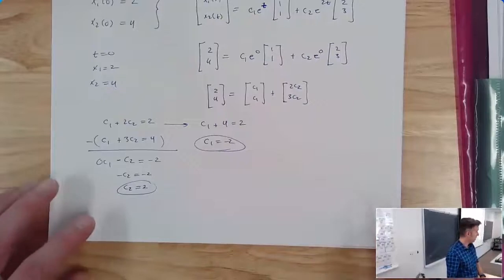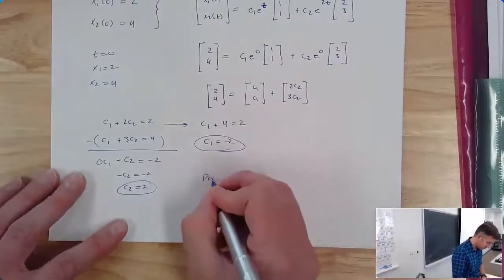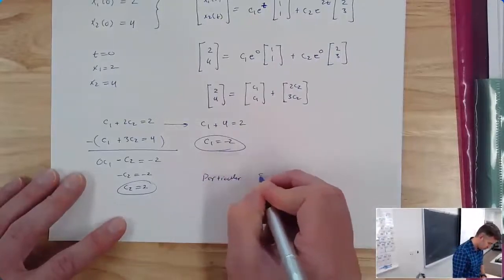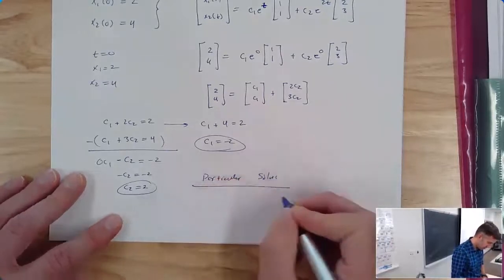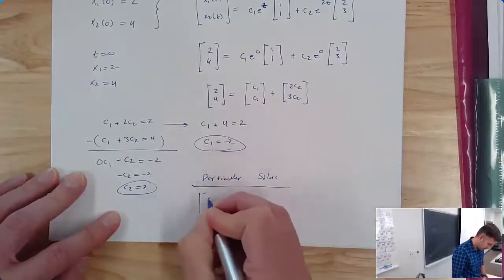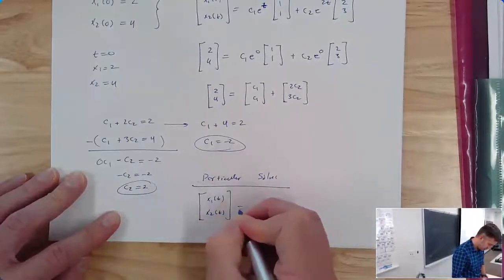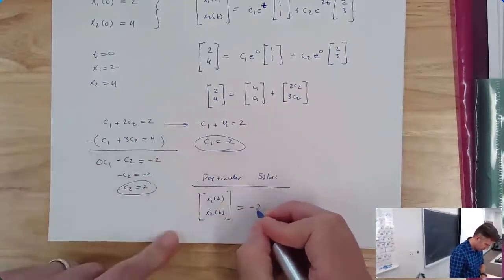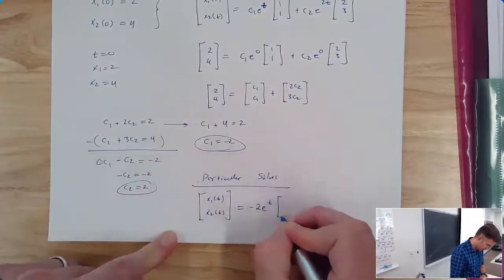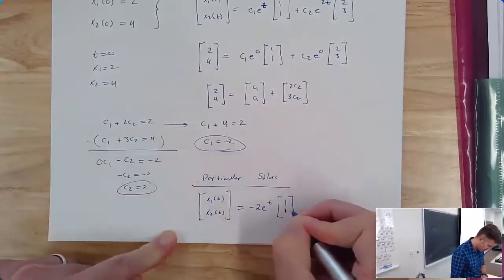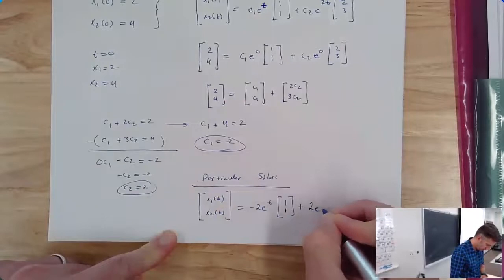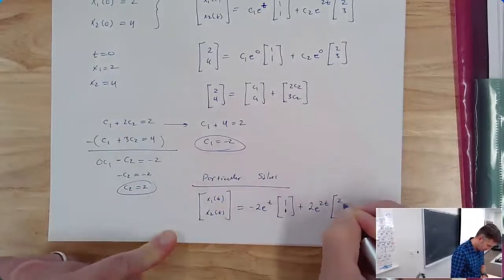So our particular solution is going to be x1 of t, x2 of t equal to negative 2 e^t times the vector 1, 1 plus 2 e^(2t) times the vector 2, 3.